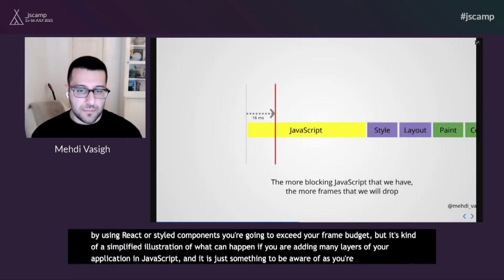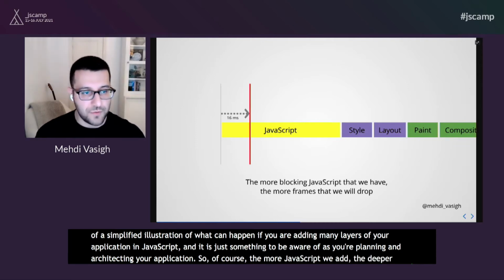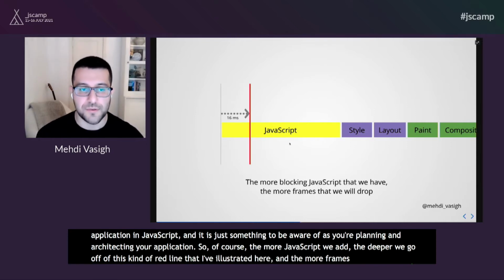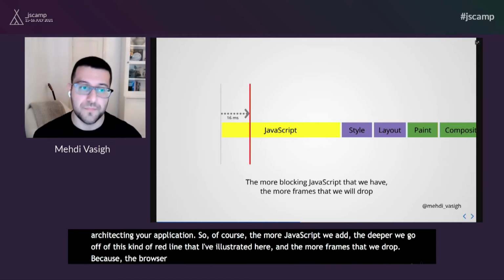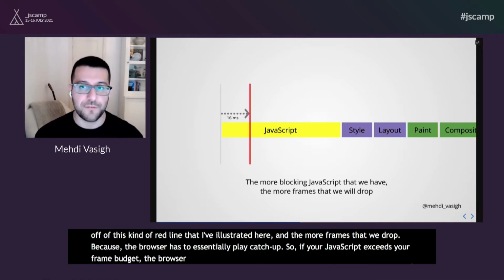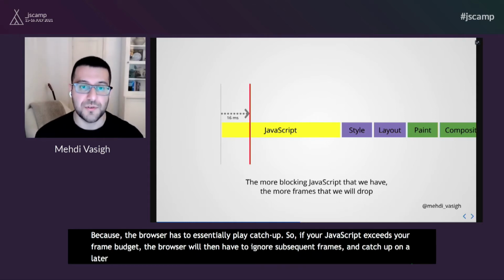So of course, the more JavaScript we add, the deeper we go off of this kind of red line that I've illustrated here, and the more frames that we drop, because the browser has to essentially play catch up. So if your JavaScript exceeds your frame budget, the browser will then have to ignore subsequent frames and catch up on a later frame, dropping the frames in between, and you would introduce visual jank in your animations.